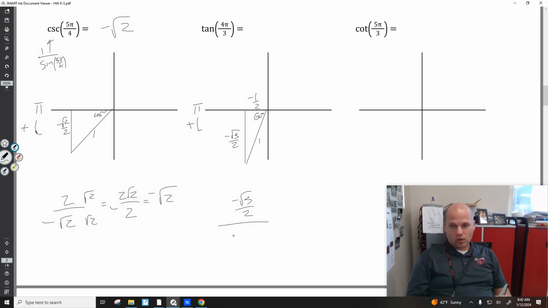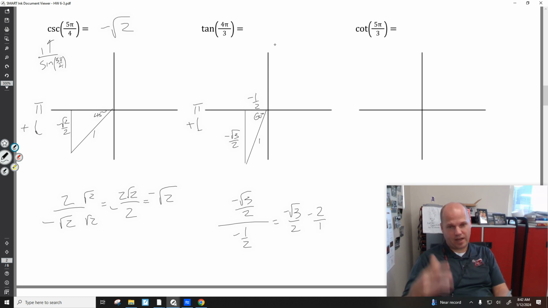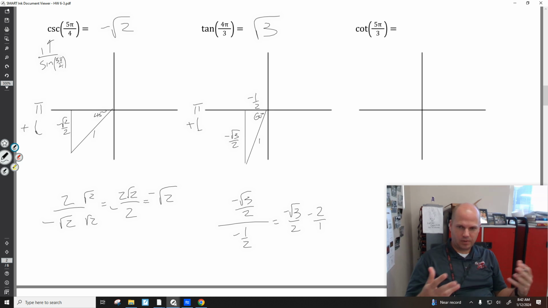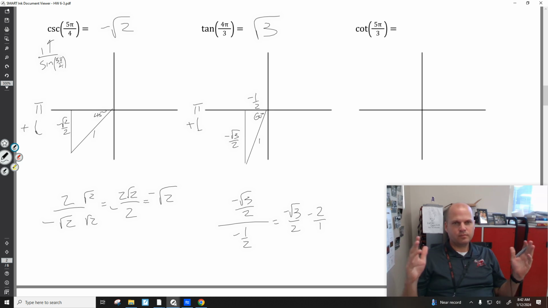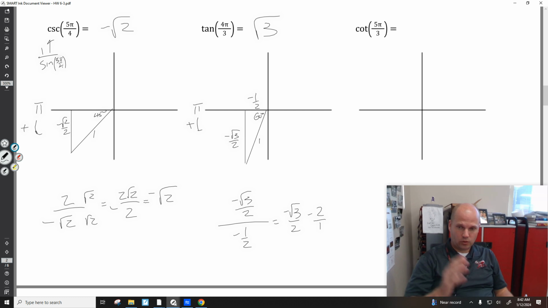All right, adjacent or x is the negative 1/2. If I do this, we know that this will be just positive root 3 because we have a negative divided by a negative. That's an important thing that maybe a lot of students are going to mess up on. They think in other quadrants, everything has to be negative. It's not true. Tangent's going to be positive in the first quadrant and the third quadrant. Positive divided by a positive, negative divided by a negative. All right, so we got root 3.